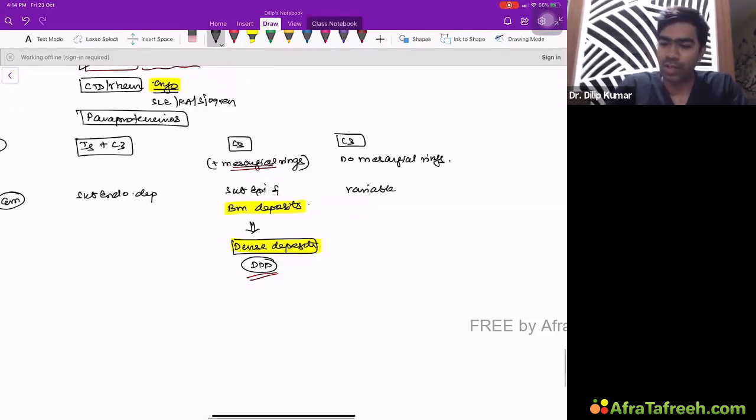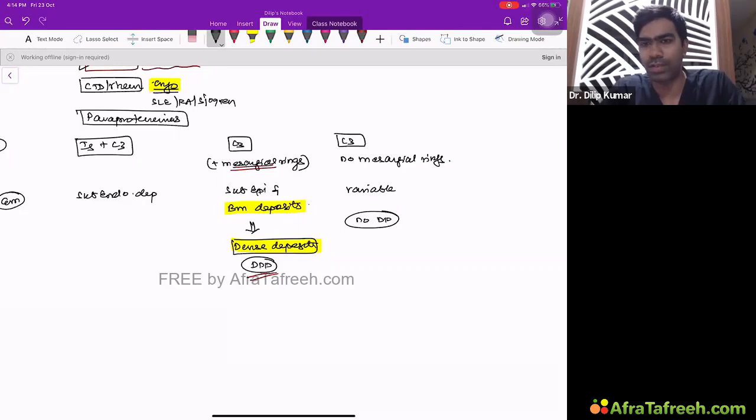So here you will not have dense deposits, so it's not a triple D. That is why this type 3 is also sometimes referred to as C3 glomerulonephritis, where you don't have any other findings of type 2, but you will have only C3 deposition. And the deposits are variable. You can see them anywhere within the glomerulus, but very commonly it will be subepithelial and subendothelial region. But you can see them elsewhere also, not a problem. But only C3 deposition, no dense deposits, that's C3 glomerulonephritis, or type 3 MPGN.